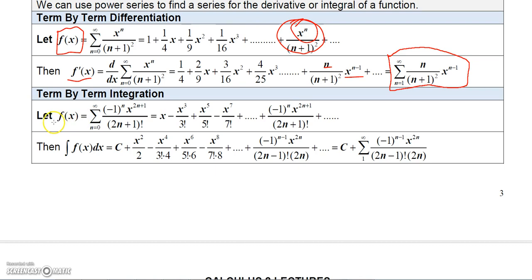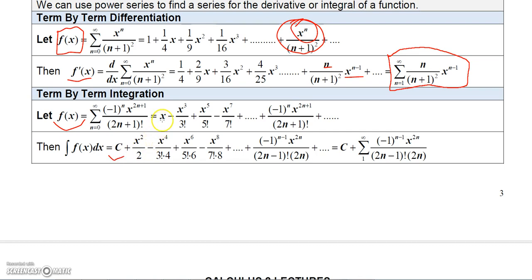You could also calculate the integral of a function as well. So again, suppose we have a function here represented by this series where the nth term is (-1) to the n times x to the 2n plus 1 over (2n plus 1) factorial. Okay, well then on that one, if you integrate this, you actually would get a constant. So we're going to give you the constant first instead of last.